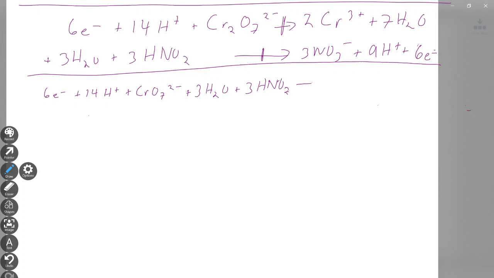Okay, and I'm just going to write it down below because it's a little bit easier in terms of space. So draw your reaction arrow, and now write the other side. I'm going to give myself a little more room than that. So 2Cr3 plus 7H2O, and then grab what's on the bottom, plus 3NO3 plus 9H plus 6e minus.